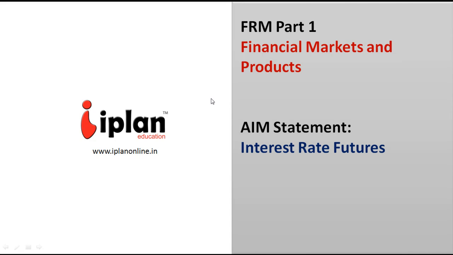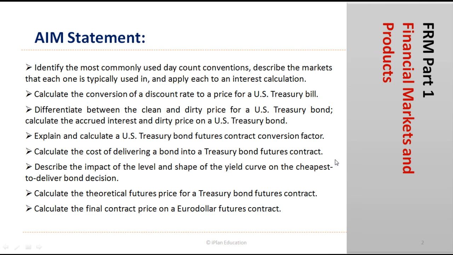FRM Part 1, Financial Markets and Products. Next aim statement is interest rate futures. We have already talked about the futures and forward contracts on commodities, stocks and foreign exchange. Now let us look at these futures in the context of interest rate.